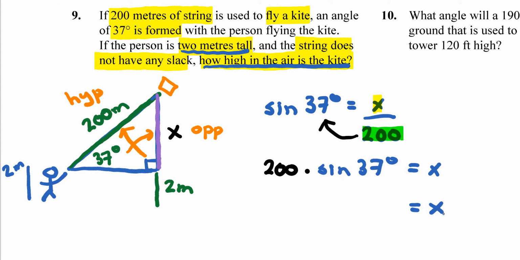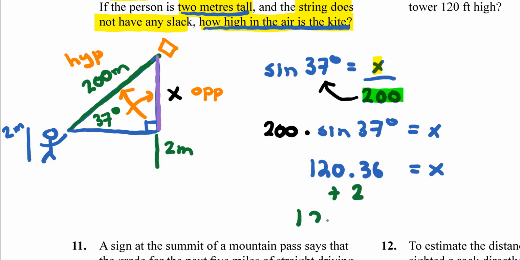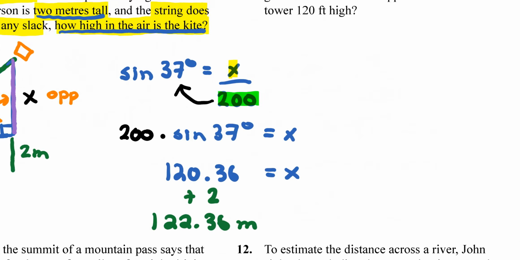Then go to your calculator: 200 times sine of 37 degrees will give you 120.36. After that, you add the additional 2 meters, and your final answer should be 122.36 meters. So that's how high the kite is above the ground. Okay, let's move on to question number 10 here.